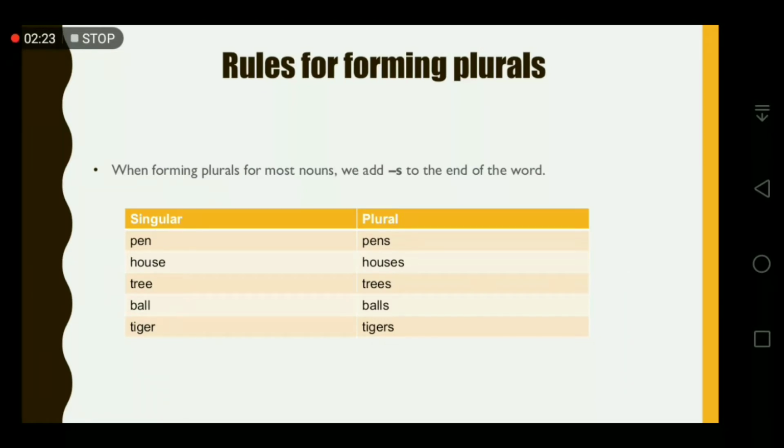Then, rules for forming plurals. How can we change singular to plural? There are some rules that you have to keep in mind while changing singular to plural. First, when forming plurals for most nouns, we add s to the end of the word, like pen, pens, house, houses, tree, trees, ball, balls, tiger, tigers.